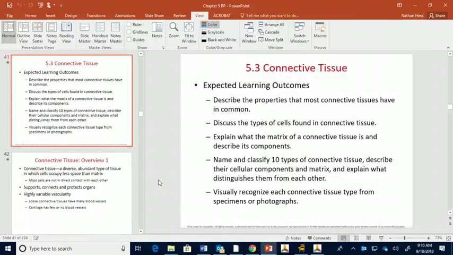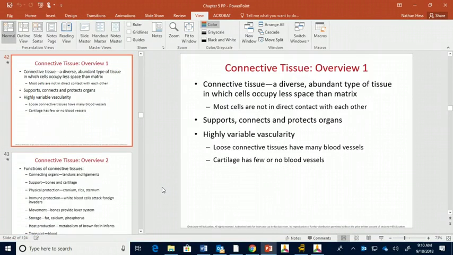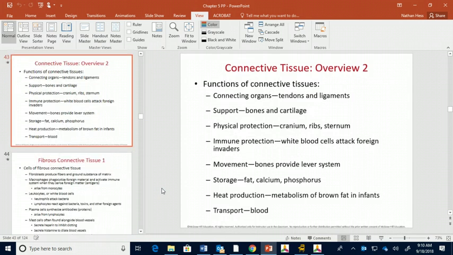All right, so that's through the epithelial tissues. Into the connective tissues now. Lots of functions for connective tissue. It's binding the organ, it's supporting, it's protecting, both physically and with immune system protection. And it also provides movement and storage for the fats. Heat production, transport, lots of functions for the connective tissue.